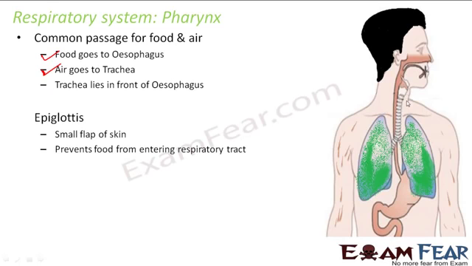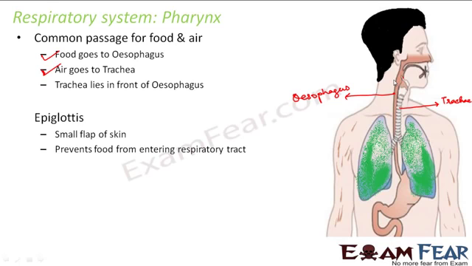Now if you look at this diagram, this is the trachea, and this red colored pipe is the esophagus. So you can see here that the esophagus lies in front of the trachea. And where do we have the pharynx? This is the pharynx. So this point is the pharynx. This is the point where the food and the air segregate into two different pipes.